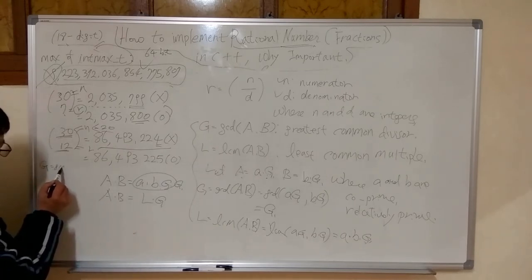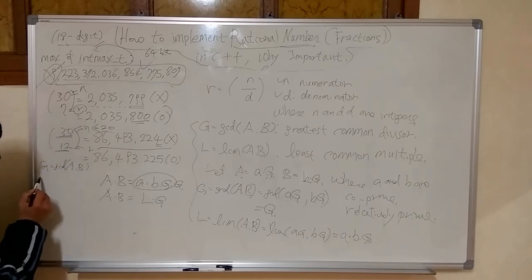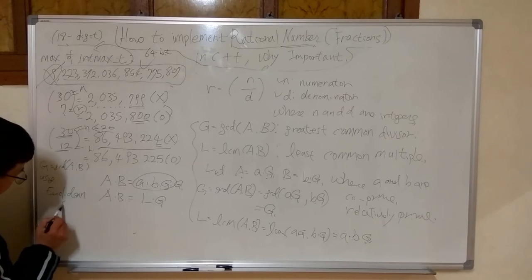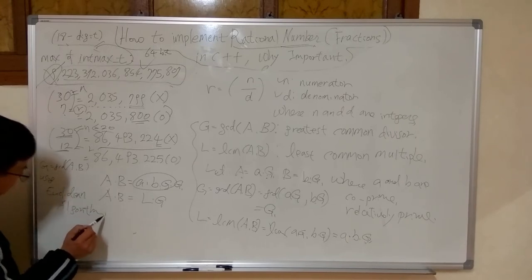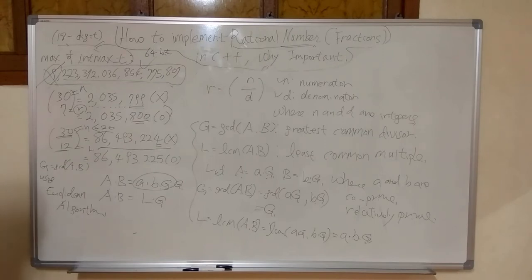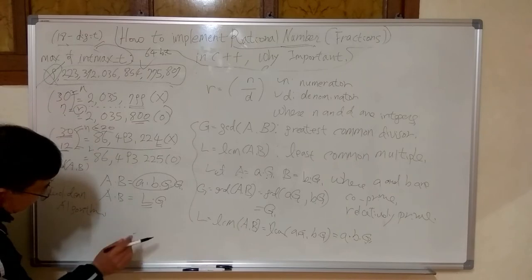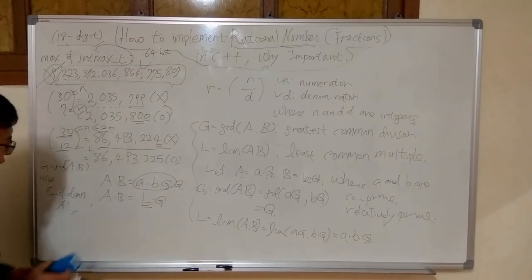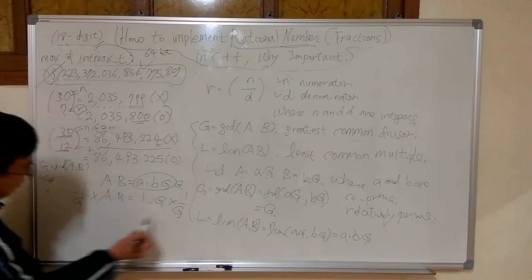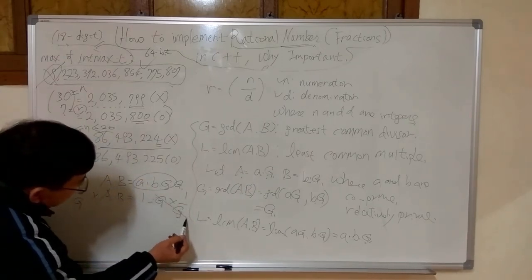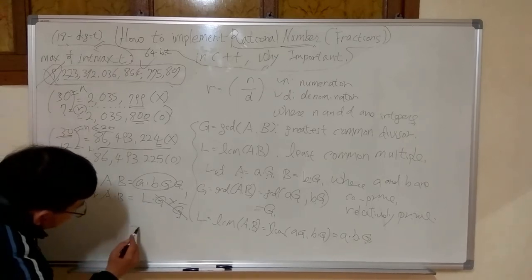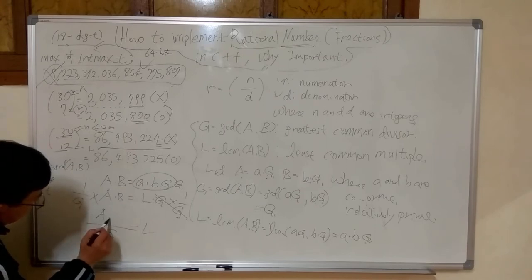We compute GCD of A and B using the Euclidean algorithm. Using the Euclidean algorithm, we compute G, the greatest common divisor of two numbers. To compute L, the least common multiple, we can compute like this. If we divide both sides by G, then it becomes L equals A times B over G.